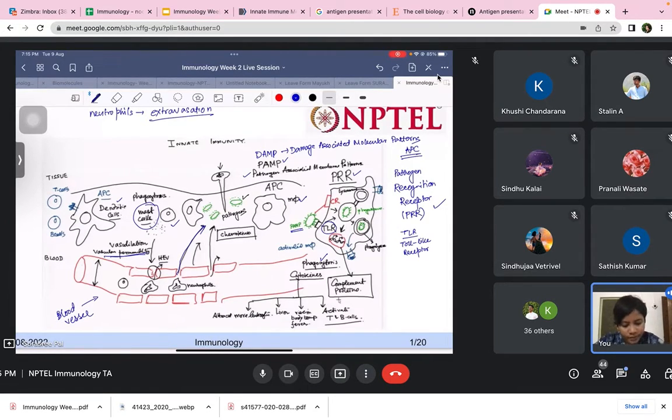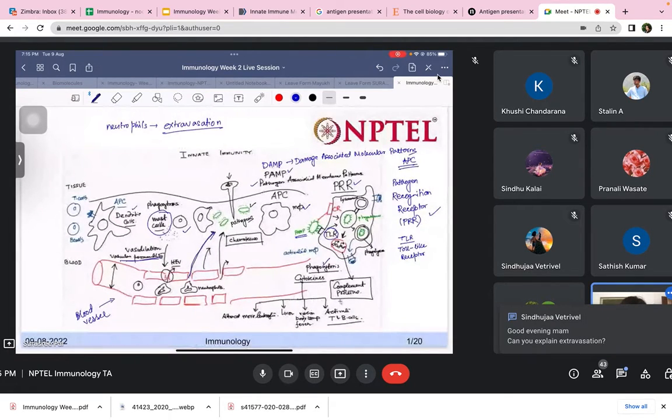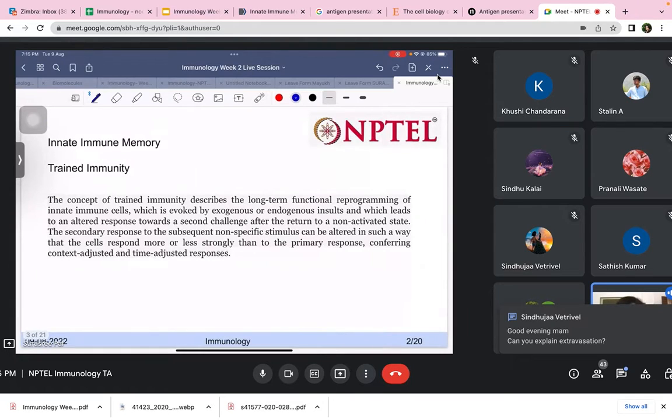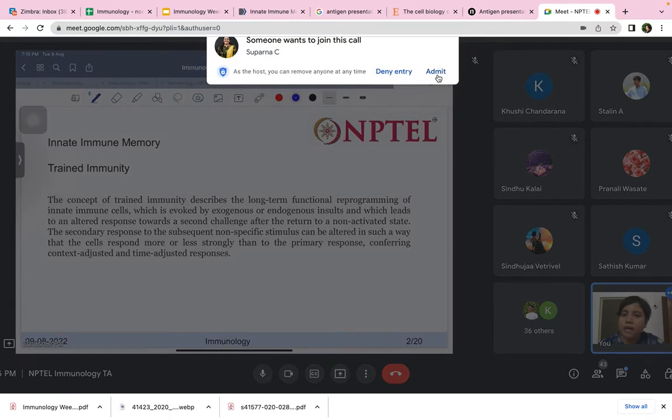Alright, so this is a very brief discussion about what happens in this innate immune response. Now someone asked this question in the forum, about extravasation. I'll discuss it, just give me some minutes. In one of my next slides, I will actually go through it. Okay, please wait.